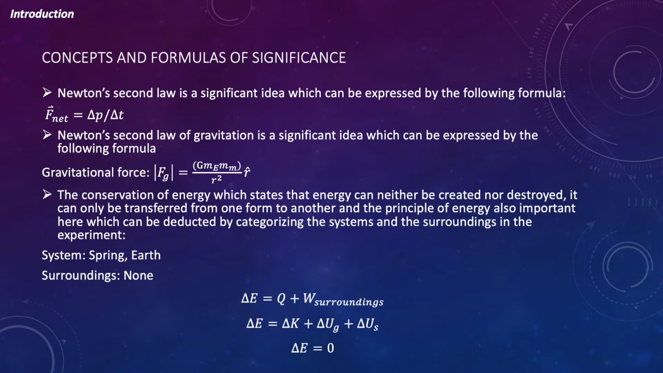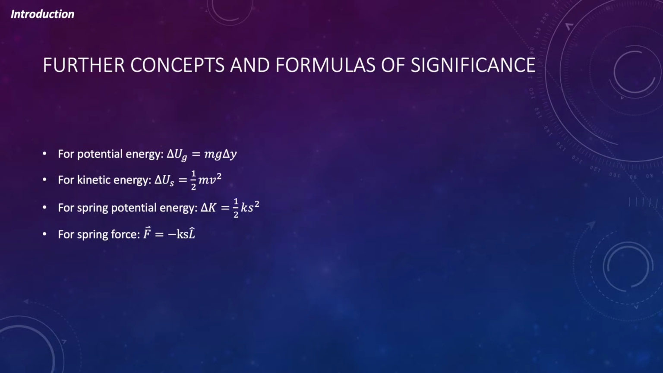The change in energy is equal to Q, that is heat, plus work done on the surroundings, is the energy principle. Another important formula for energy is delta E is equal to the change in kinetic energy plus the change in gravitational energy plus the change in spring potential energy, and the total change in energy is always equal to 0. The following are energy formulas also required for the experiment, such as the formula for potential energy, kinetic energy, spring potential energy, and spring force.